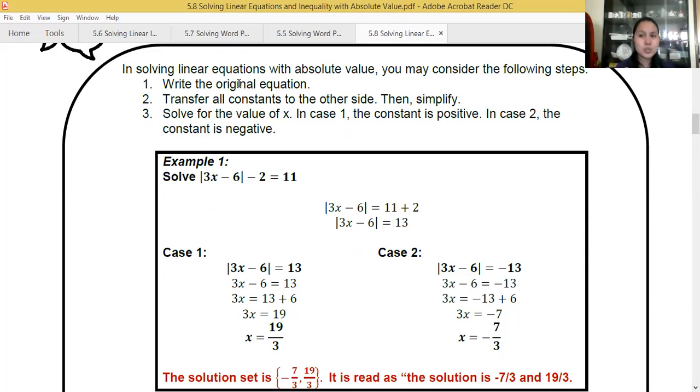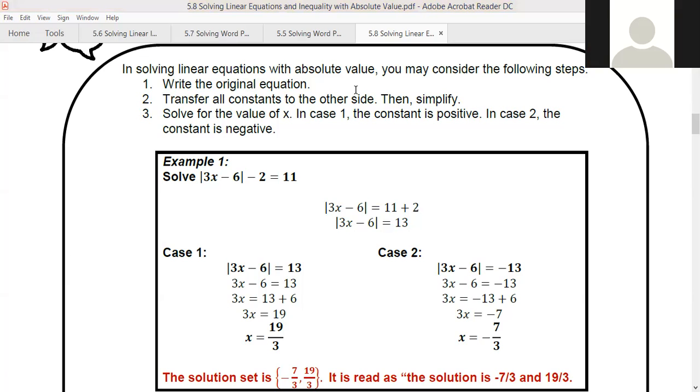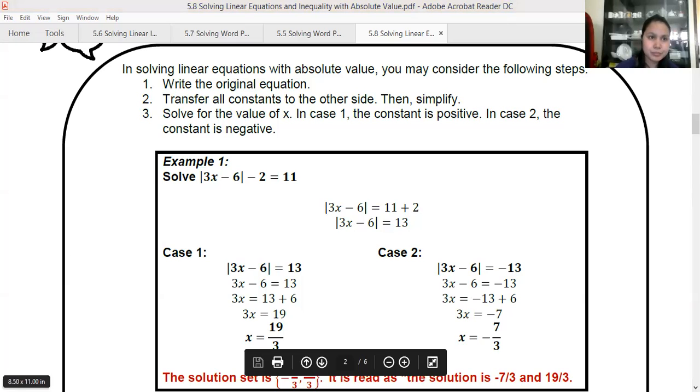Then let's do step 3. Case 1 happens when the constant is positive. In case 2, it happens when the constant is negative. Example.